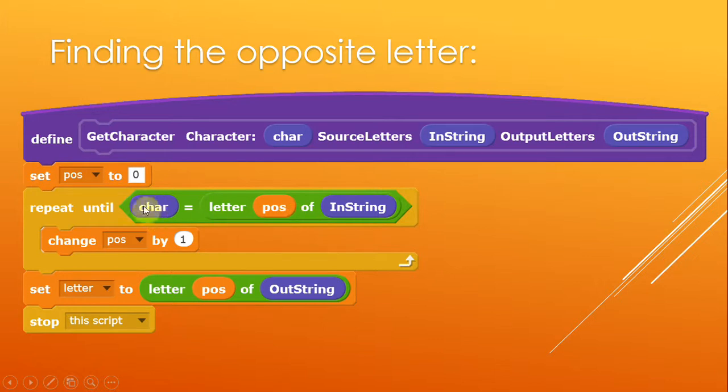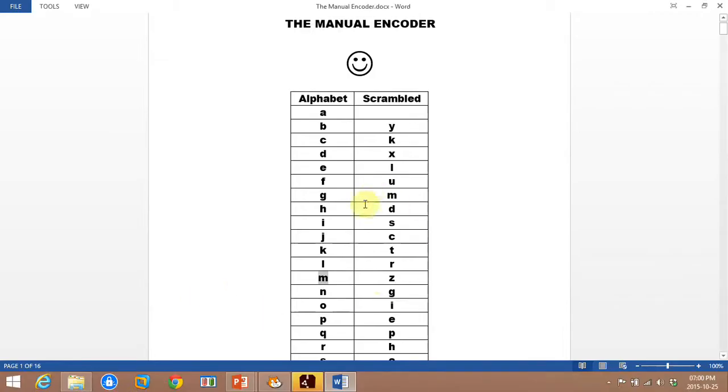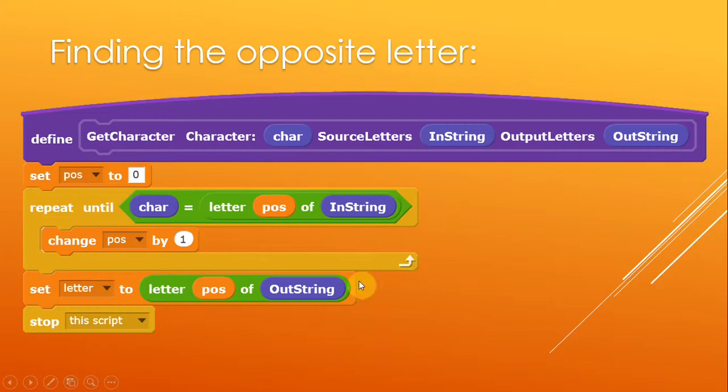So my letter was the 13th in the row, so let me set my output letter to the 13th letter of the outstring. The 13th letter of the outstring was Z, and stop the script. So this function would have returned letter Z, having been passed in letter M with the normal alphabet and the scrambled alphabet in those variables. All this function basically did was look up which letter was opposite the letter on that list.